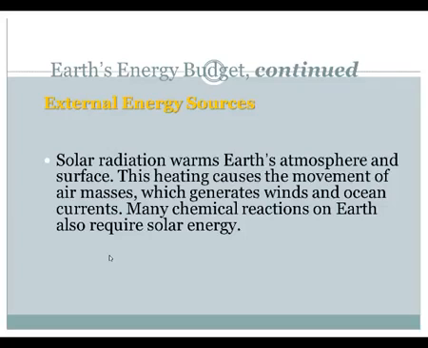So for example, the photosynthesis reaction: 6 CO2s plus 6 H2Os, plus sunlight. We need the sunlight for this chemical reaction to occur. It gives us 6 O2 molecules plus C6H12O6, which is glucose. Without solar energy, the chemical reaction that supplies our planet with energy would not occur.